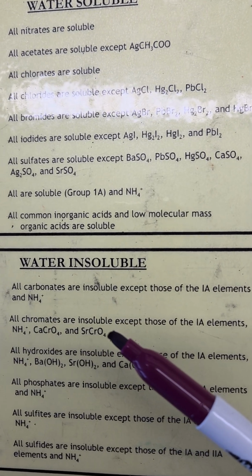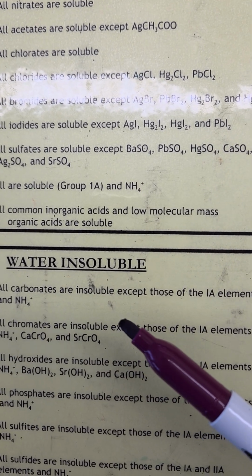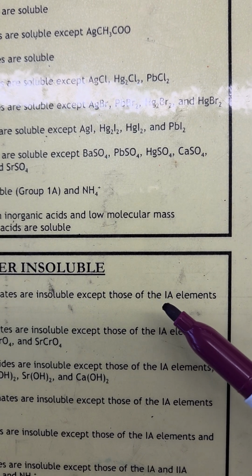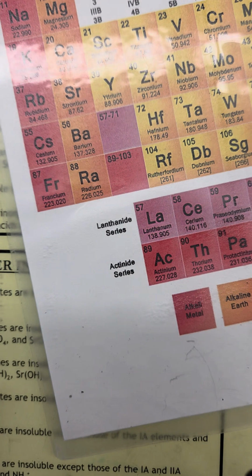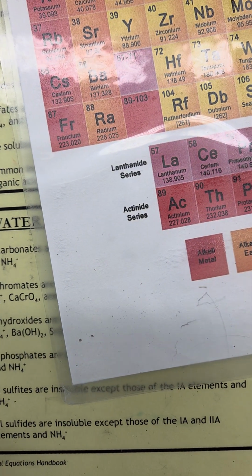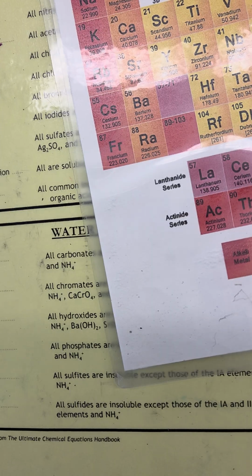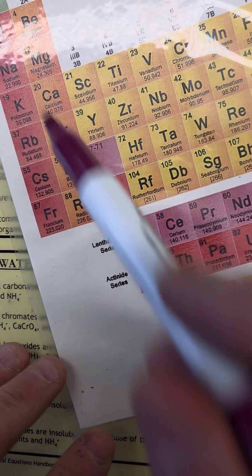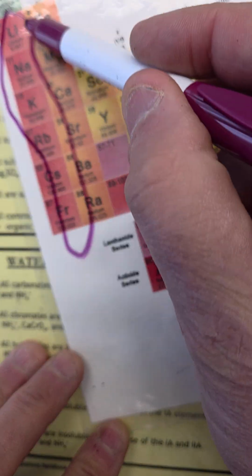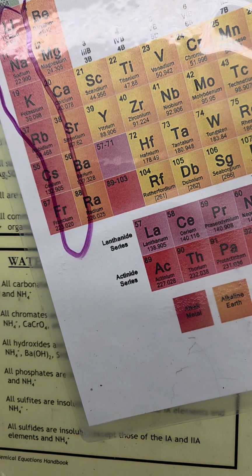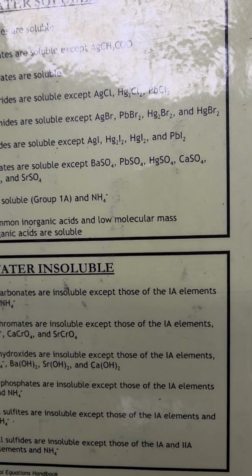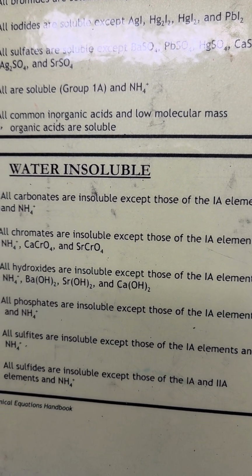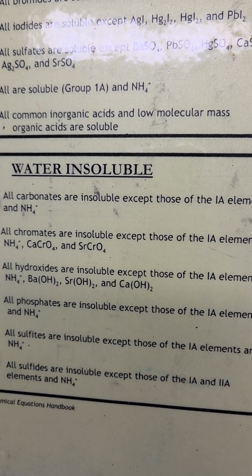It says all carbonates are insoluble, which means that they will form precipitates unless they're with some elements in the 1A column of the periodic table. So when we take a look at our 1A column, it ends up being all the elements right here, the 1A column right in here. So if we put any of these with, in this case, carbonates, they will dissolve in water. Any other carbonates are insoluble, are going to form a solid.